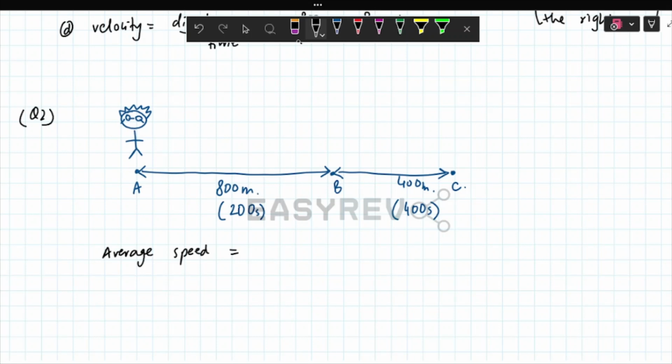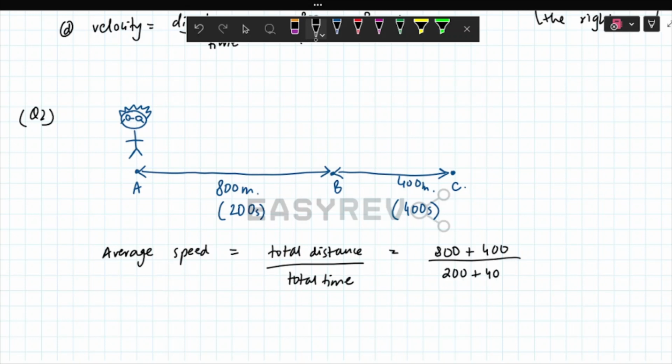We know our expression for average speed, and we'll remind ourselves of it, that it's merely the total distance traveled divided by the total time taken. It's just a matter of looking at this motion of Dr. Sal and seeing that the total distance is merely adding up both the paths AB and BC. So it would be 800 plus 400. Whereas for total time, it would be the time taken from A to B plus the time taken from B to C. So it would just be 200 plus 400.